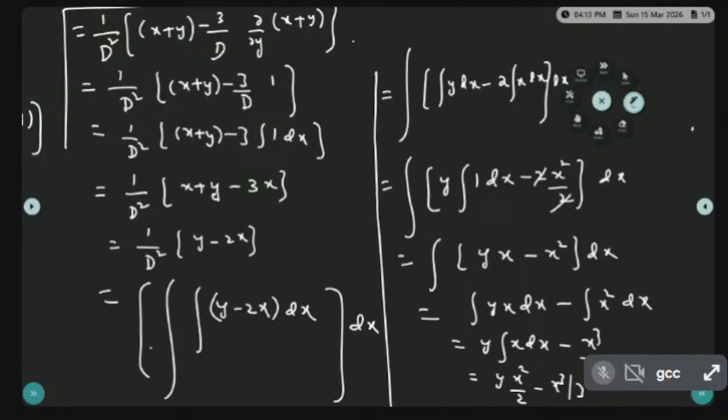d by dx of y is 0. Dou by dou x of y is 0. But in the integration it is not. Yes, concentrate.